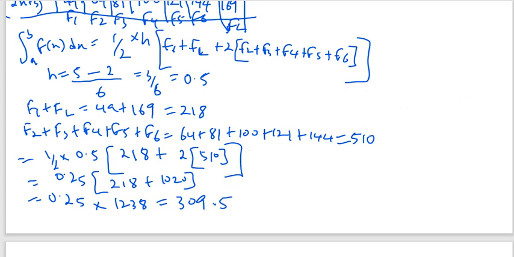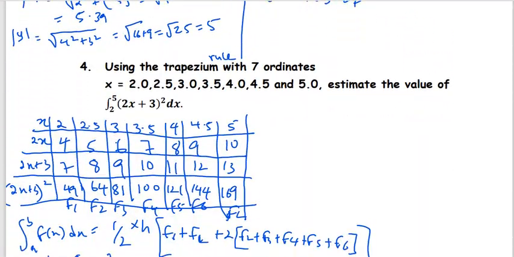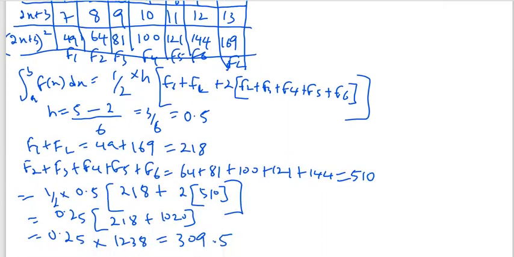So that's our answer. It's called approximate integration. You can't integrate it directly, so you have to use one of the approximate integration methods, and here it is the trapezium rule. We have a whole lot of rules like that. So that's that.